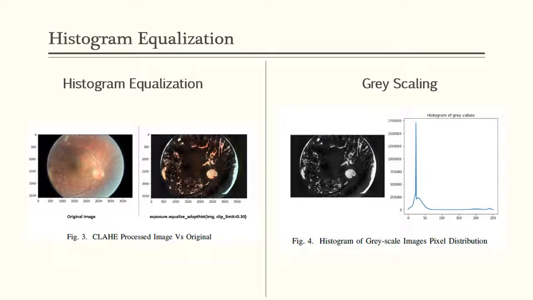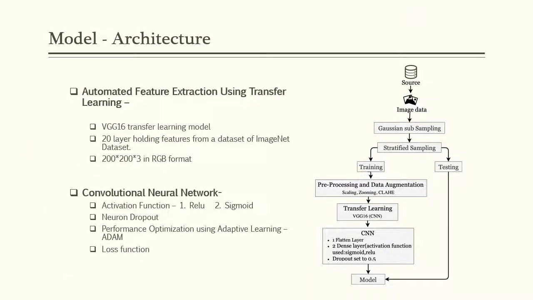Now, the images displayed on the screen show the effect of the contrast limited adaptive histogram equalization method on the retinal images on the left side, which enhances the contrast in the images, while the images on the right side show the same image when converted to grayscale. Grayscaled images are then directly pushed to the model for training. The grayscale pixel distribution of the images can also be seen in the displayed histogram picture.